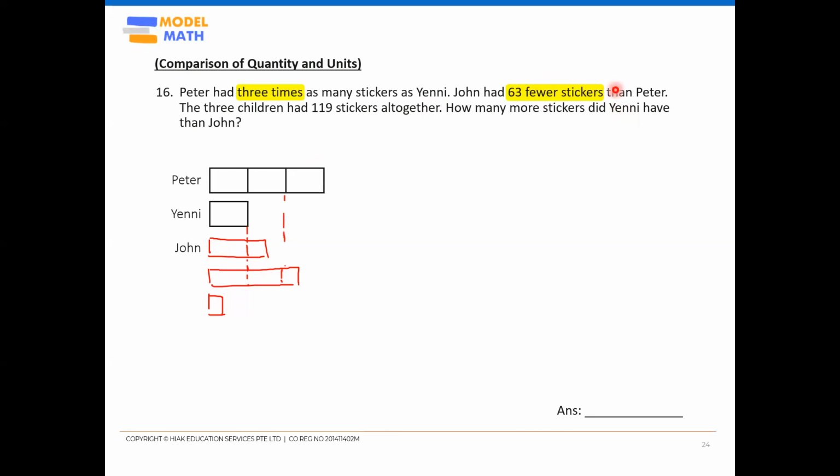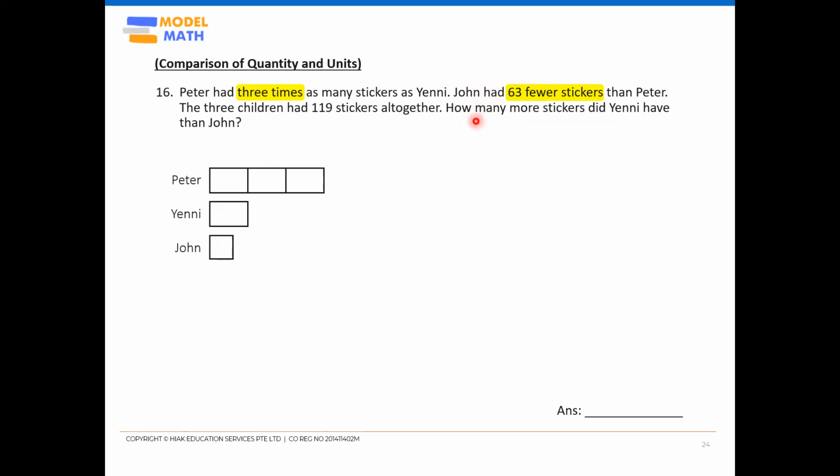Now how am I going to draw John then? How do I know which one to use? If you look at your last statement, the last question, they ask how many more did Yenni have than John? From this statement, it means Yenni must have more than John, right? From the model, what we can understand is John must be lesser than Peter from this sentence. And from the last statement, we know that John also must be lesser than Yenni, which also means that John is the smallest group in this case. John must have the least number of stickers, so maybe I'll just draw John like this. Smaller than Yenni, but also smaller than Peter. So you have to observe across the 2 statements here to decide how to draw John.